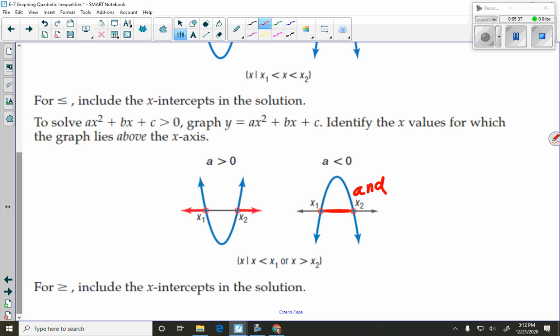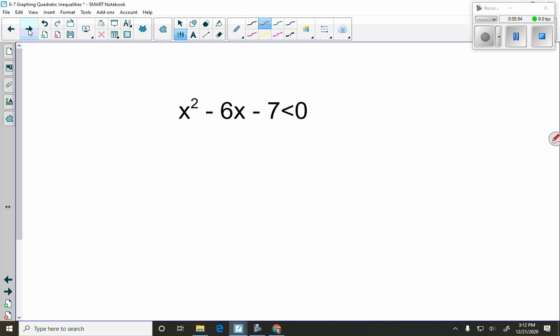Or you're going to get an or. On the outside, it's either bigger than one value or it's smaller than the other. There's no value that's going to be both bigger than a big number and smaller than a smaller number. It just can't happen. So that might be the part that's more confusing. So let's take a look at it.